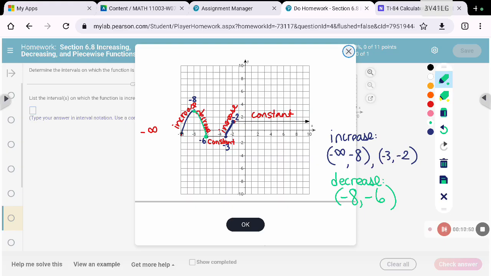And then the last one that we will talk about will be the constant. So talking constant, starting here, going to that endpoint, and then starting again here and going to the right forever. So my first constant is from -6 to -3. And my second constant interval is from -2 to the right forever, to infinity.